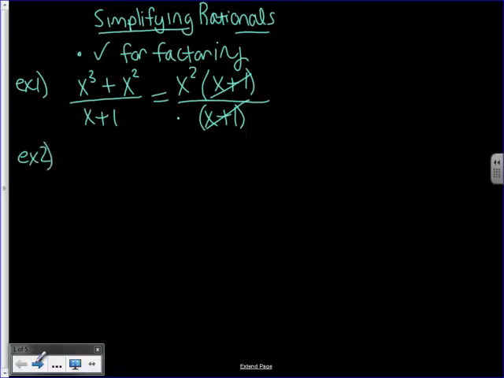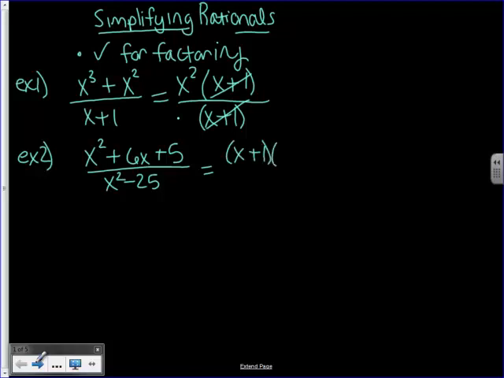Let's look at example 2. Okay, I have x squared plus 6x plus 5 over x squared minus 25. Again, can I factor the top? Well, factors of 5 that add to 6, yeah, 5 and 1. So it factors to x plus 1, x plus 5. Bottom, what type of factoring is that? Oh, that's difference of squares. So I have x plus 5, x minus 5.